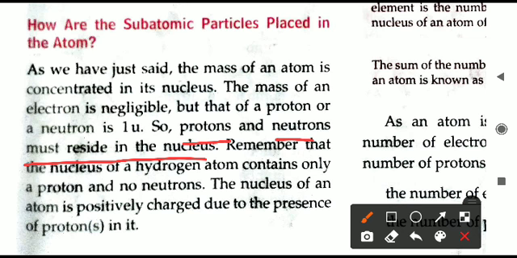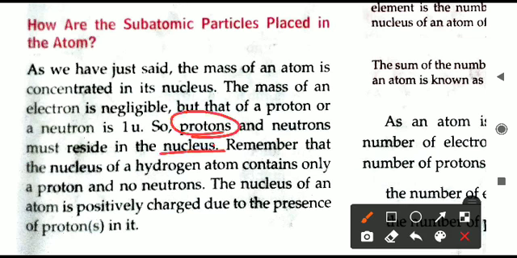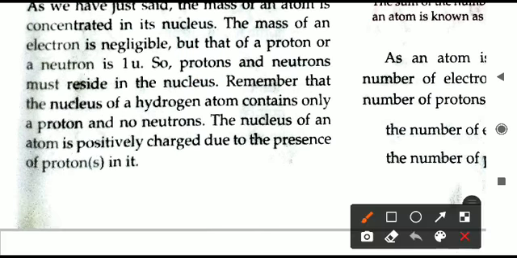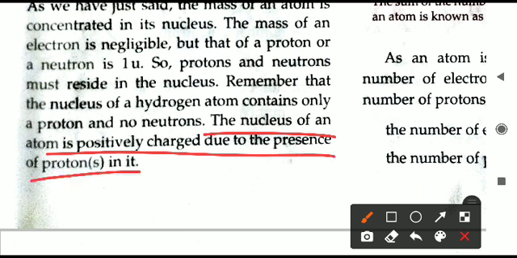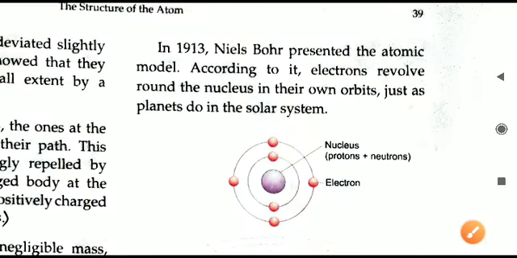Protons are positively charged and protons are in the nucleus. Because of this only, the nucleus is also positively charged. So that is a question we can ask you, and you can underline this in your book. The nucleus is positively charged. Why is it so? The answer will be due to the presence of protons in it. Because protons are present inside the nucleus, it is positively charged.